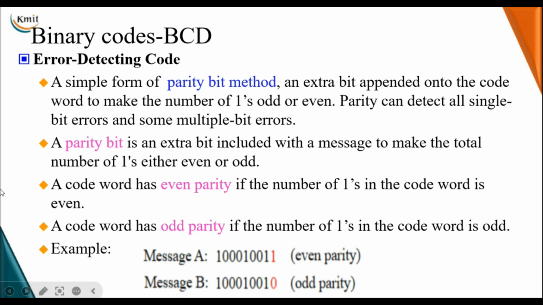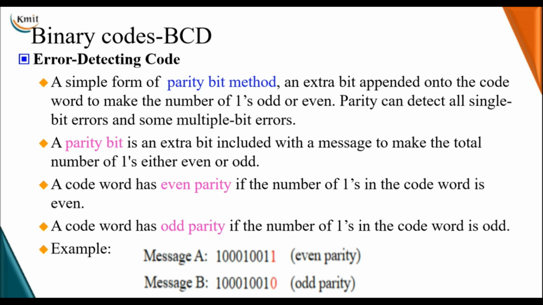So now one of the error detecting codes is also available here, and this comes under the BCD codes only: non-weighted, weighted, as well as error detecting codes. The most familiar popular one is the parity bit method, which I am going to use as an error detecting code. What the parity bit method is: we use an extra bit that is appended to the code word of your given message or number, which makes the number of ones in your given message either an odd number of ones or an even number of ones.